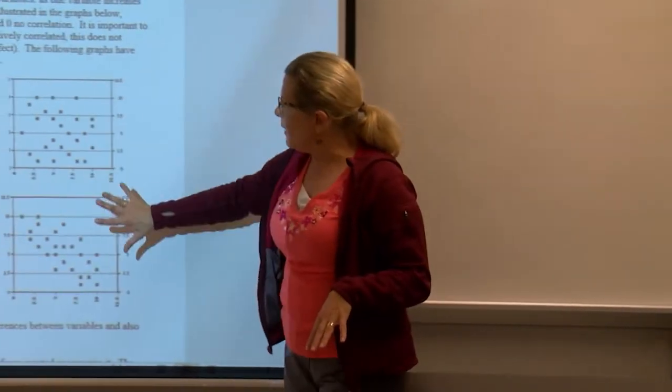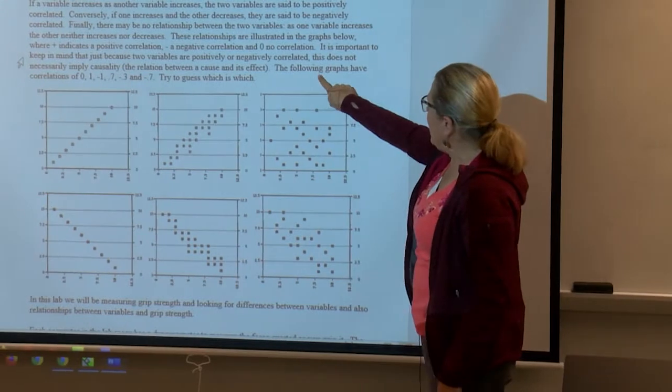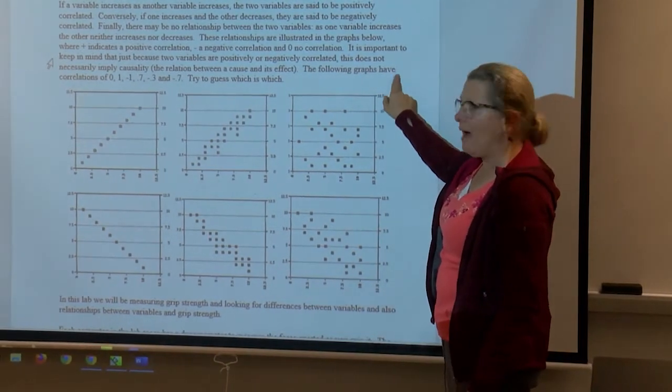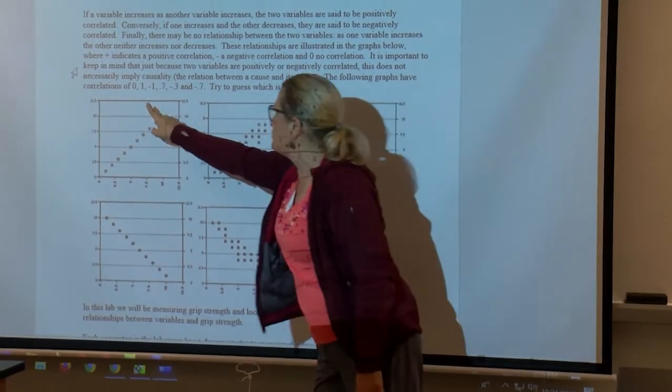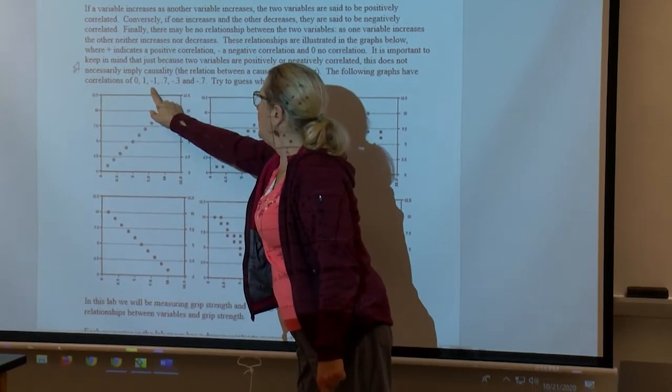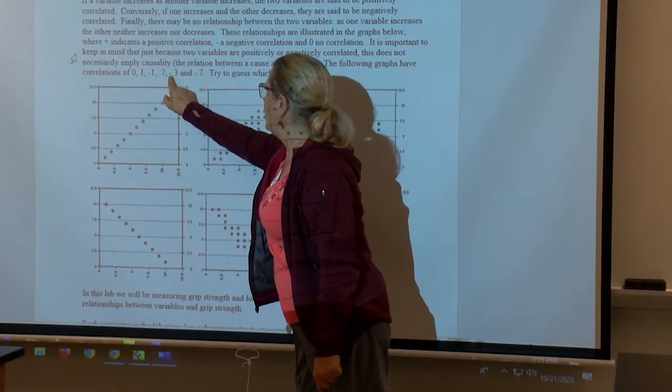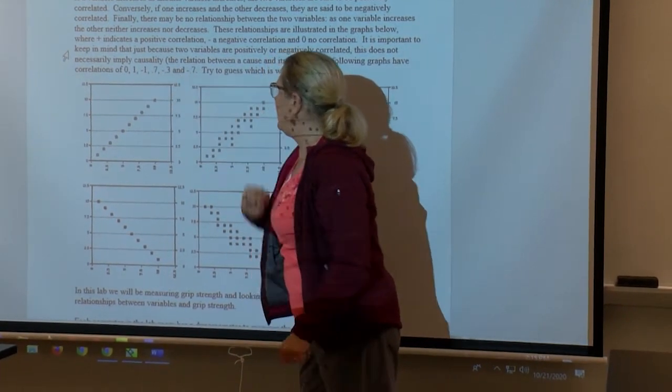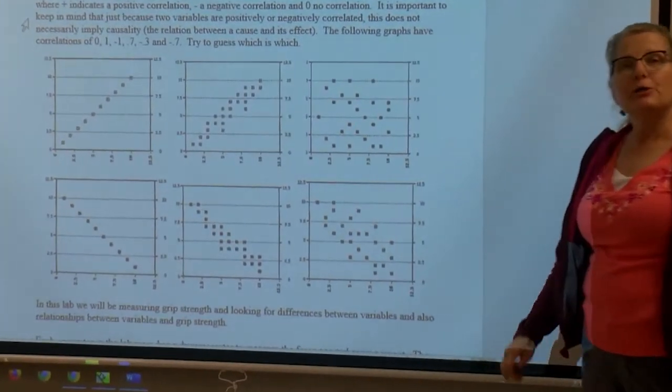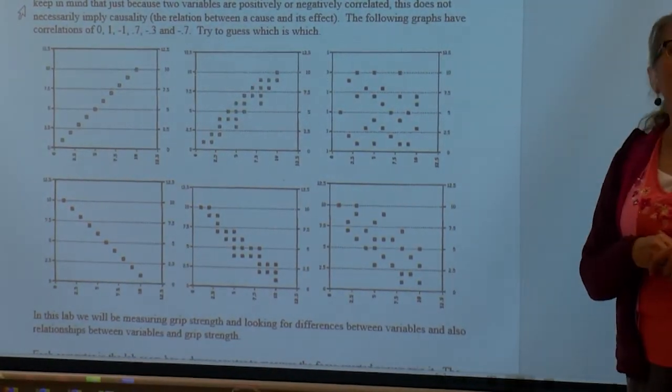So I have 6 graphs up here. And as it says on your lab, the following graphs have correlations of 0, 1, -1, 0.7, -0.3, and -0.7. So try to guess which is which.